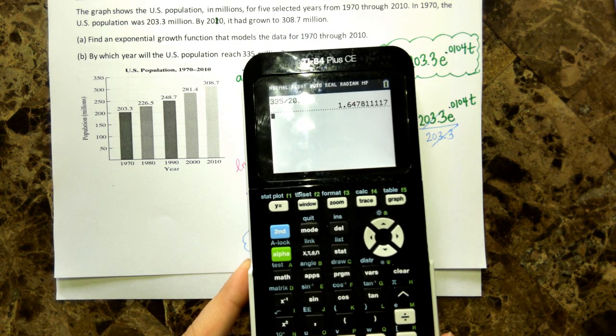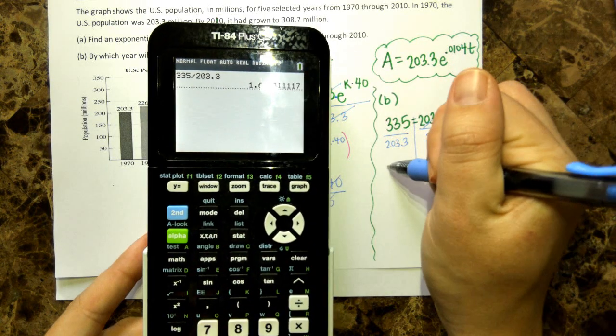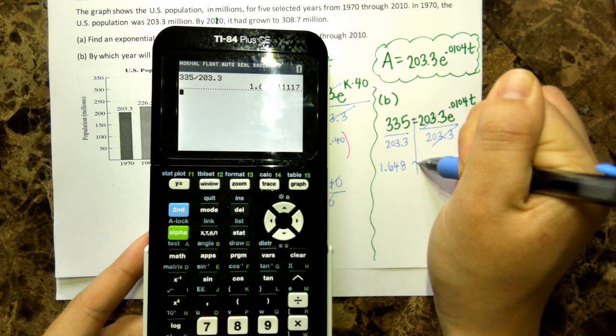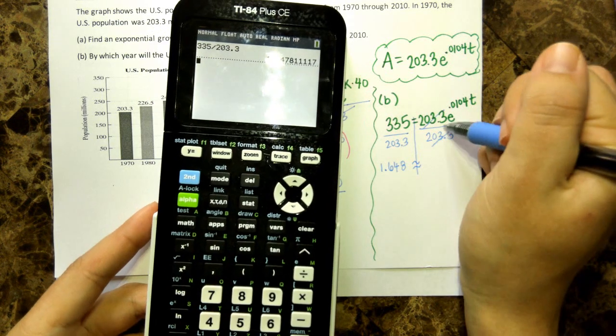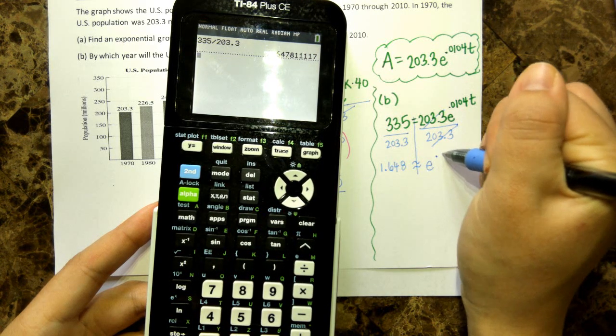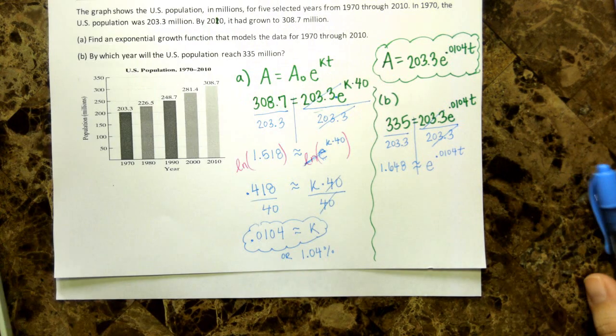It's a decimal, but that's fine. We can just round on paper for now and just leave that typed in. It's about 1.648 approximately. And all I'm left with on the right-hand side is e to the 0.0104 t power. We're trying to solve for t.